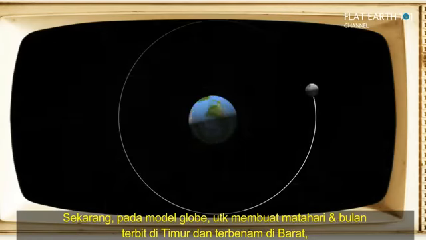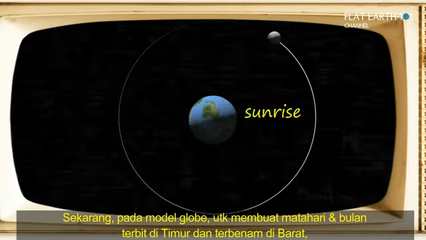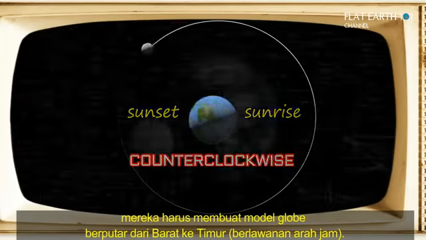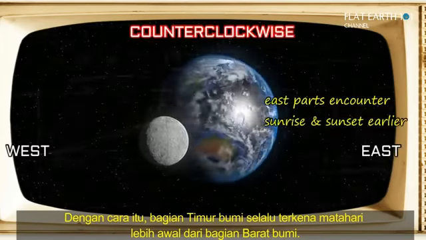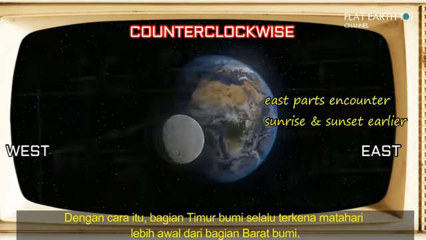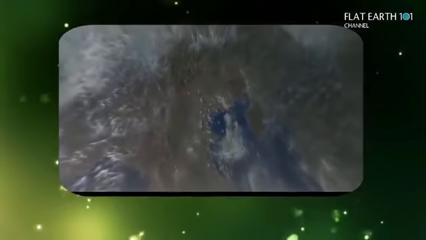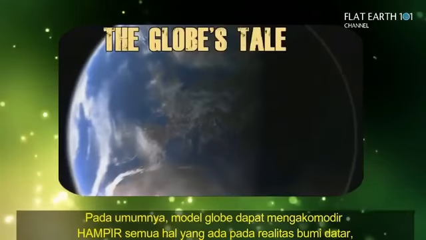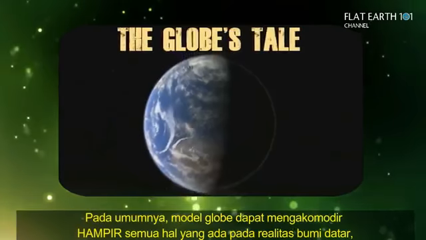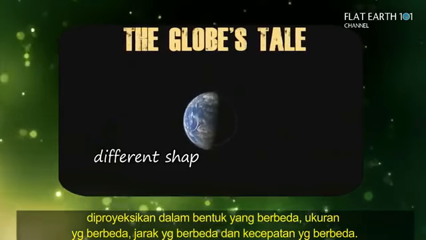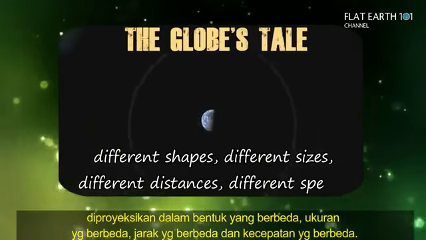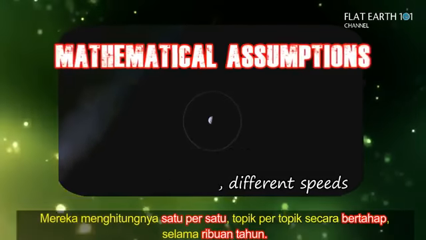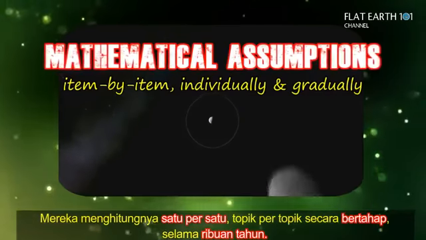Now, in the globe model, in order to make the sun and the moon rise in the east and set in the west, they have to make the globe model rotate from west to east. In this way, the east side of the earth encounters the sun earlier than the west side of the earth. Most of the time, the globe model can accommodate almost everything from flat earth reality, projected in different shapes, different sizes, different distances, and different speeds. It's only mathematical assumptions. They calculated one by one, gradually and individually within thousands of years.